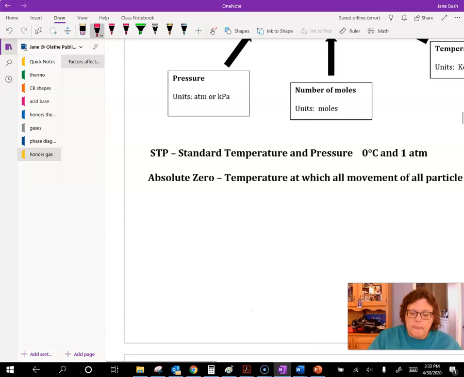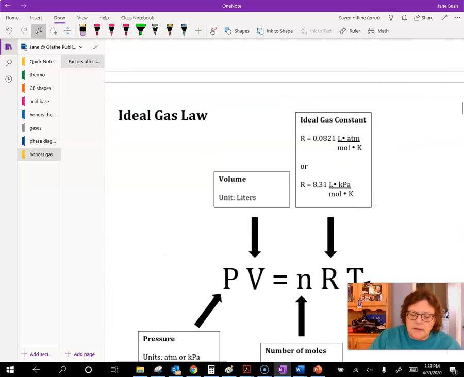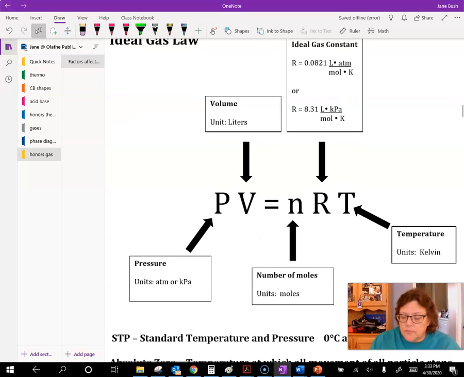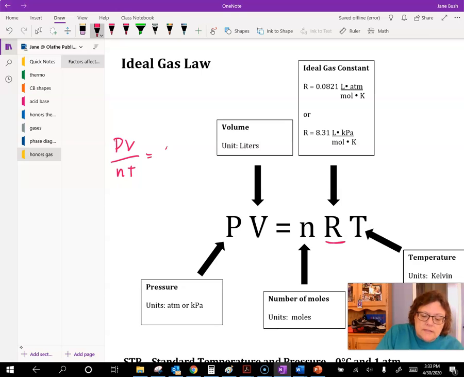So, the page in your book, which apparently doesn't have a number on it, I loaded it before I put numbers on it. But if you find this page in your book, here is R, what we just calculated. We know that PV over nT is equal to R. Well, we can arrange those numbers. This is P1, V1, n1, T1, and this would be P2, V2, n2, T2 at STP. We can rearrange that into this equation, and people tend to call this the combined equation.